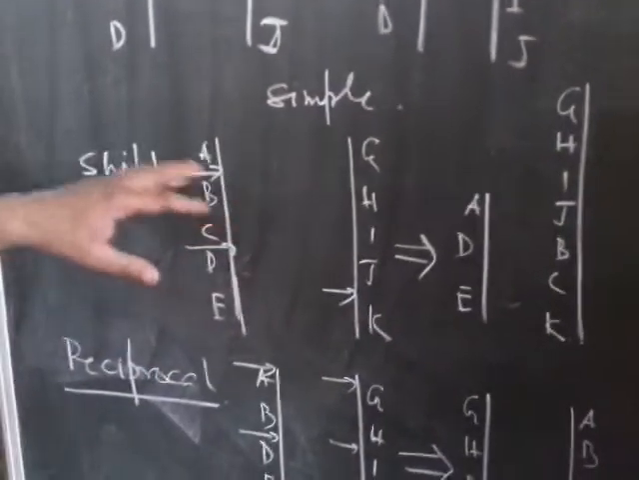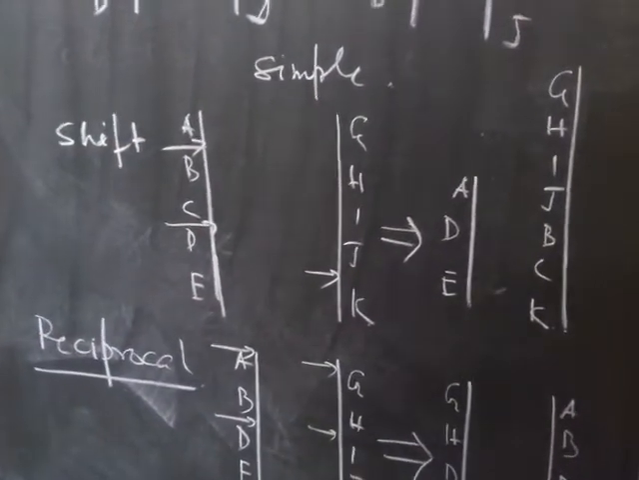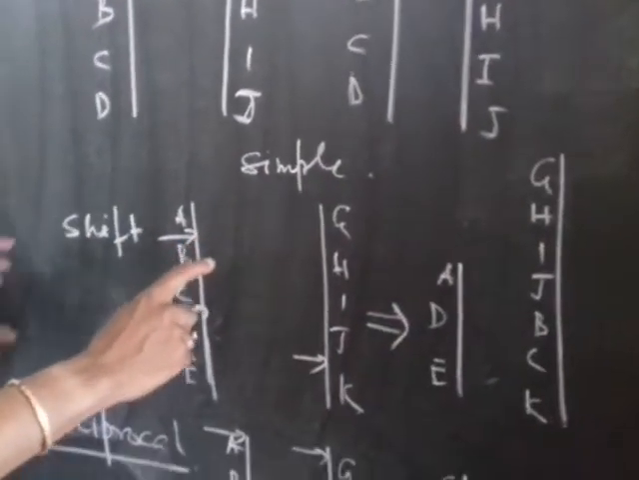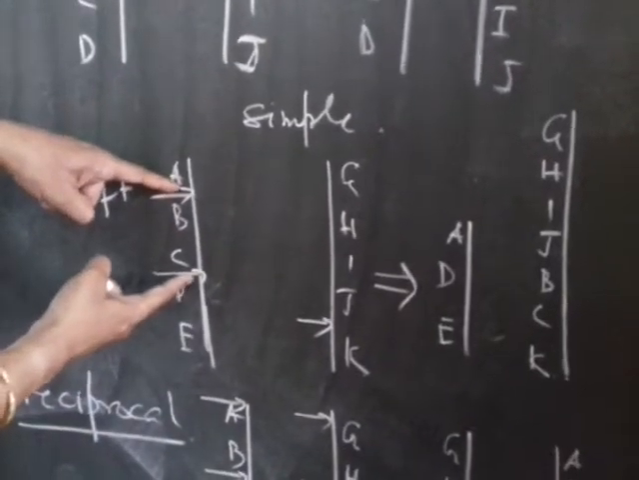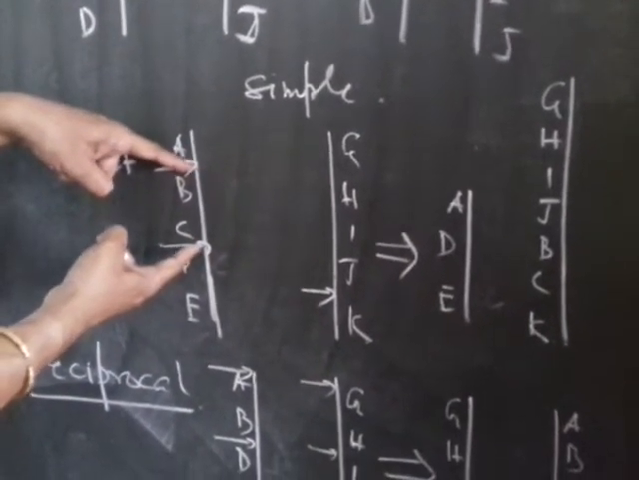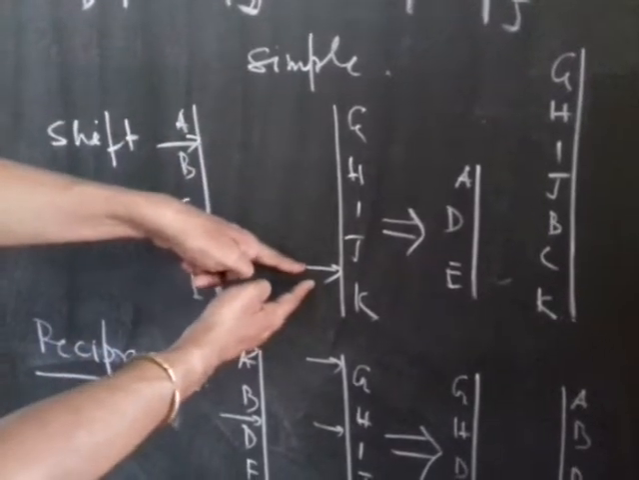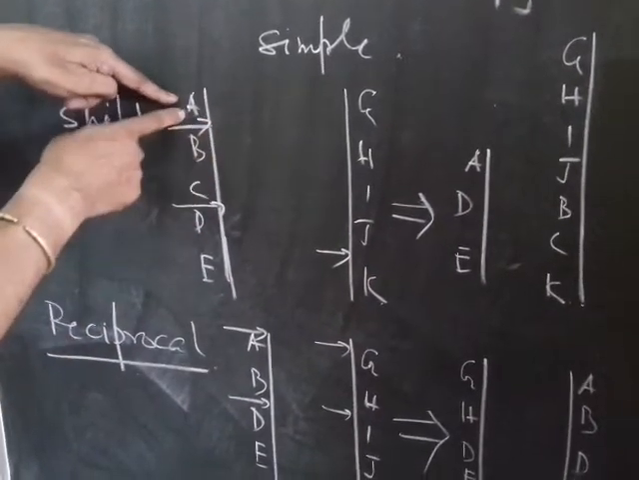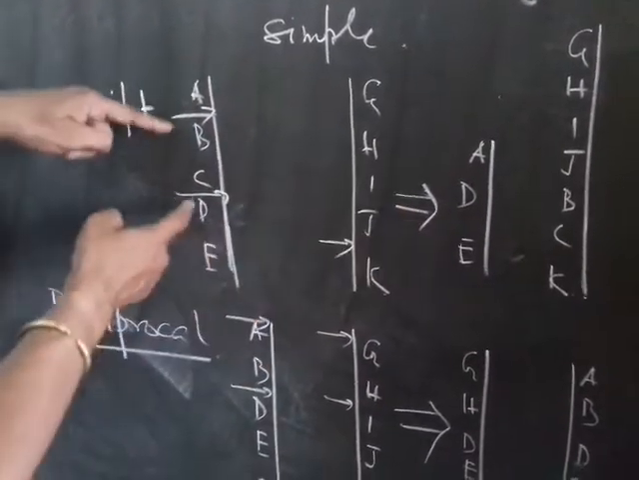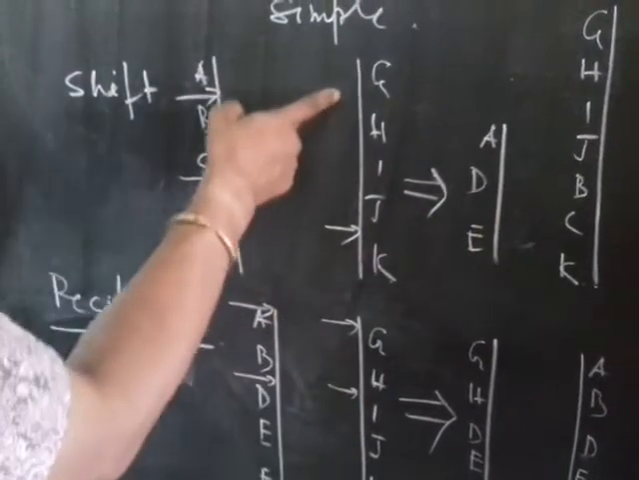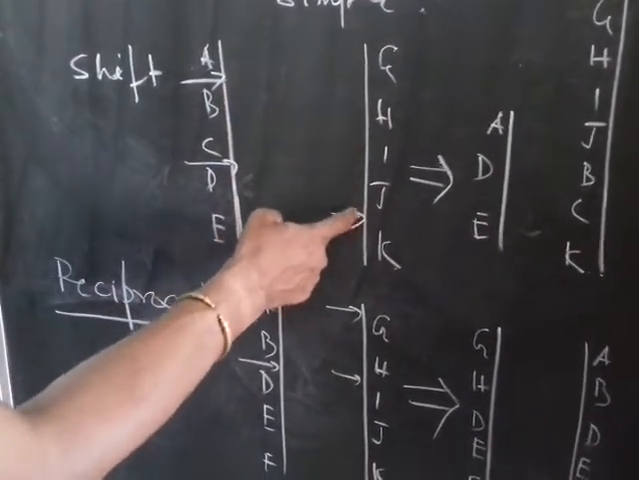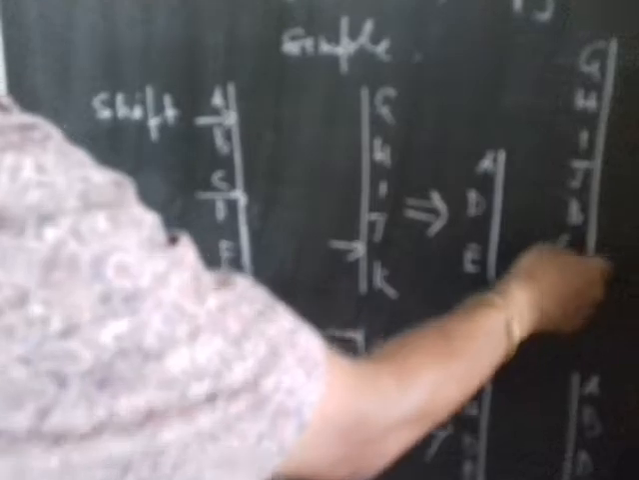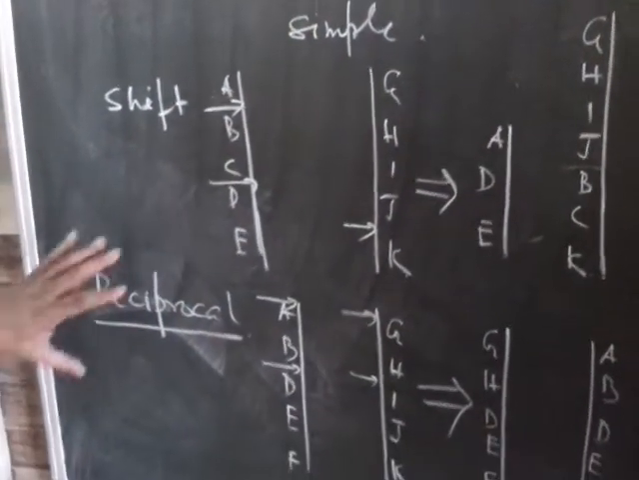Now this translocation can be a simple type of translocation. This is what we have shown here. This is a simple translocation. It can be a shift type of translocation, where from the center portion BC, suppose a set of genes is shifted to this particular position in between J and K. So the original chromosome becomes ADE, and this BC has shifted in between J and K, so it becomes GHIJ, BC and K. So it is shifted to another portion, so that is a type of shift.